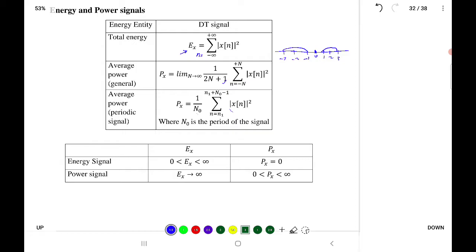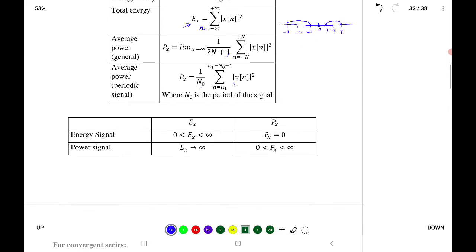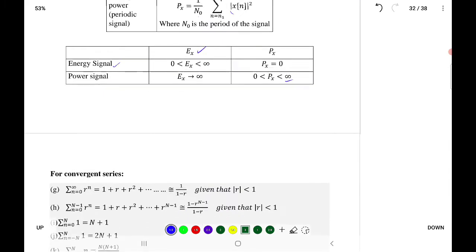After you've calculated the energy and power, you apply the same rule we used with continuous time signals. If the energy has a finite value, it's an energy signal. If the power has a finite value, it's a power signal. And if the energy and power are not finite, then it's neither a power nor an energy signal. Exactly the same thing we applied for continuous time signals. So let's go ahead and take some examples.